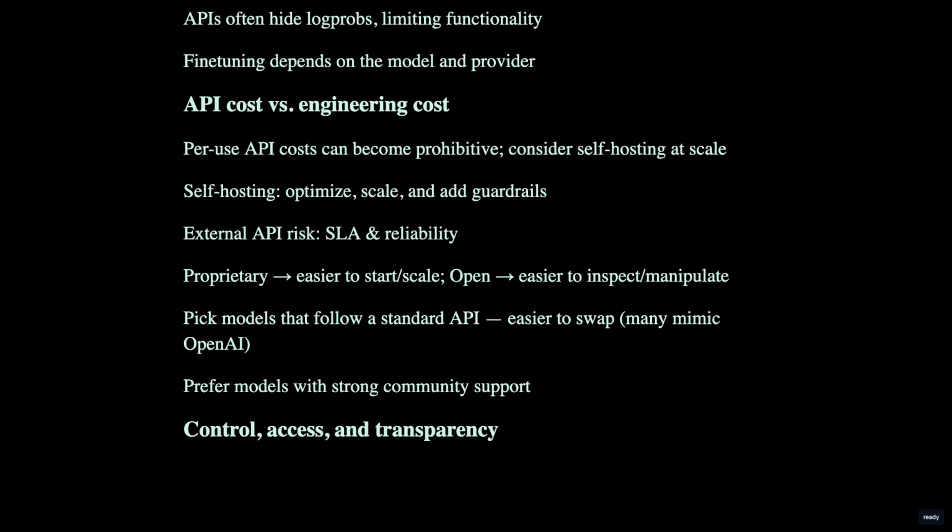Now we'll examine control, access, and transparency, three pillars that shape how users interact with systems and how those systems are held accountable. I'll define each concept and explain why they matter for user trust and responsible design.